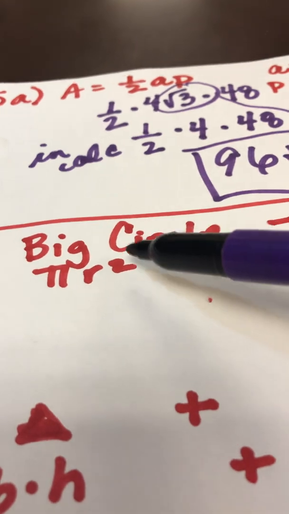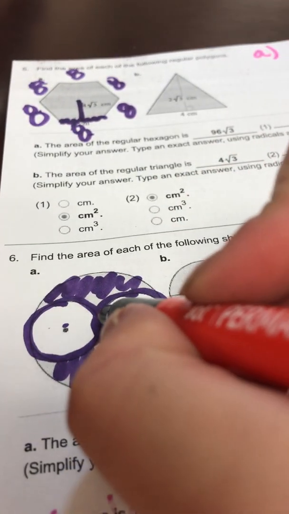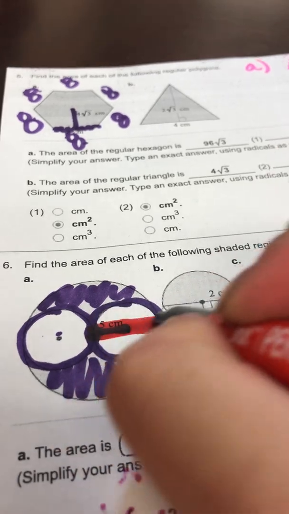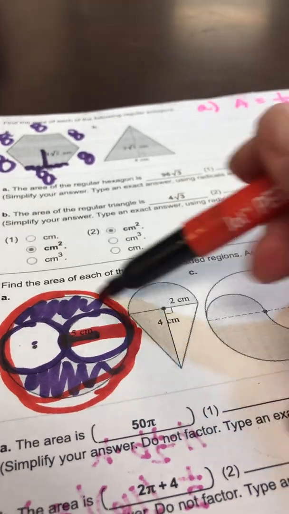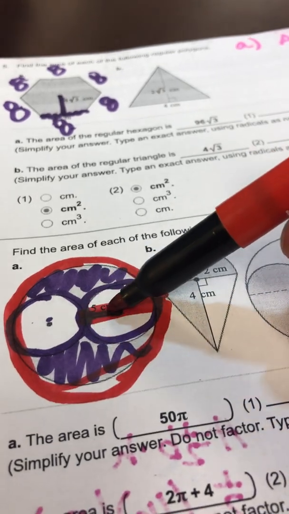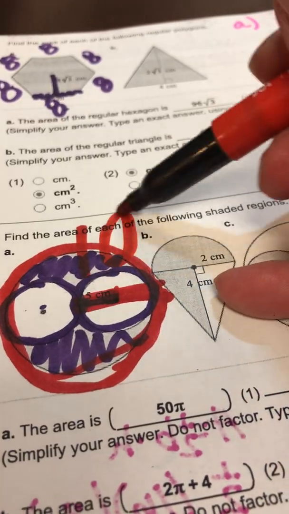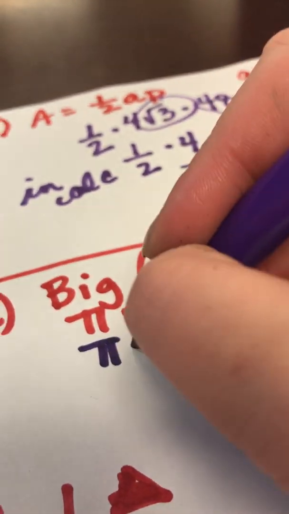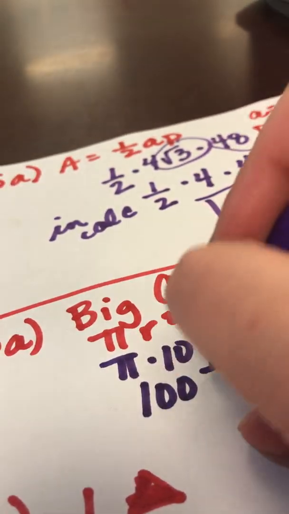And now let's find the area of the big circle. It's pi r squared. If 5 is the radius of this tiny circle, I want to know the radius of the whole big circle. The radius of the whole big circle is from the center to the edge, 5, and then another 5. So that has a radius of 10. So we're going to have pi times 10 squared, and 10 squared is 100. So we have 100 pi.